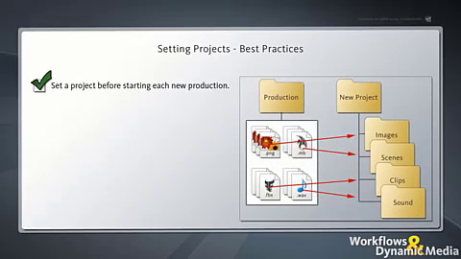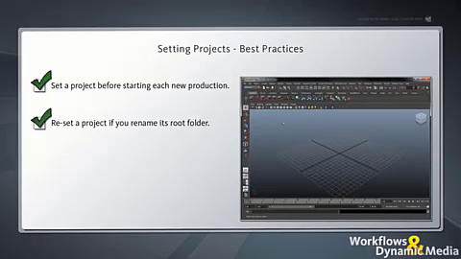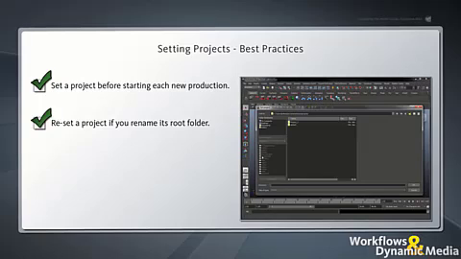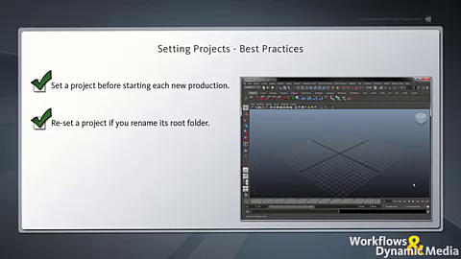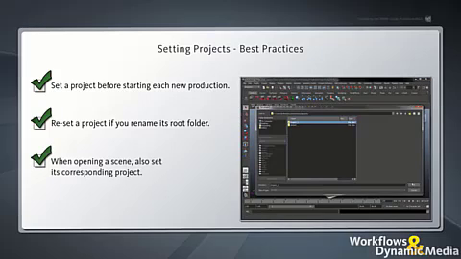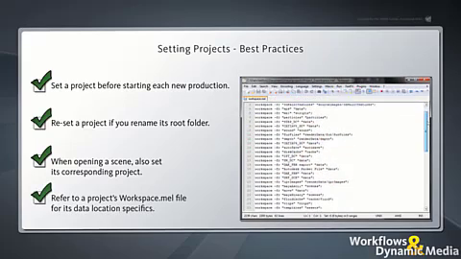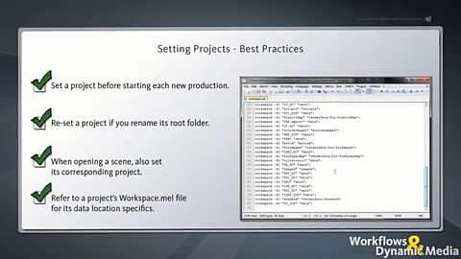On the other hand, if you've already started production and want to set it up as a project, you can simply create a new project in a separate folder and move your current production files into the resulting folder structure. If you rename your project's root folder, you need to reset it as the current project so Maya can maintain all its path dependencies. When you open a scene within a project, you also need to set the corresponding project, as Maya does not do it automatically. If you're unsure of a project's data folder locations, consult its workspace.mel file.